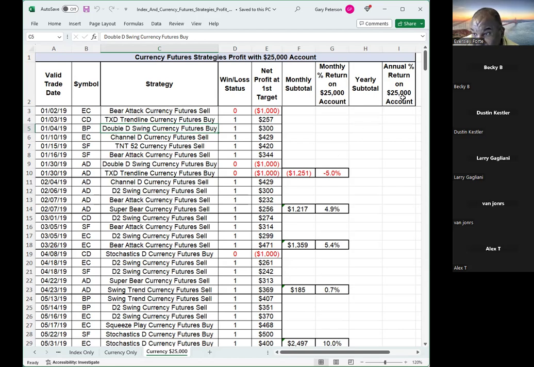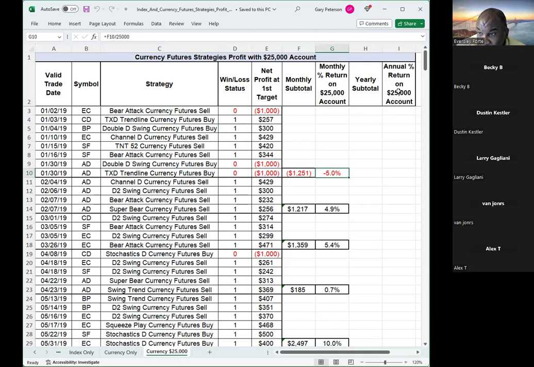This is based on a 25 grand account, okay? And this particular set of numbers is all based on trading nothing else in the account except these strategies and these currencies. If you're trading more things, you may have to allocate a certain percentage of the account to trading currencies, but this is assuming nothing but trading the currencies. This is giving you an idea of what you can do.